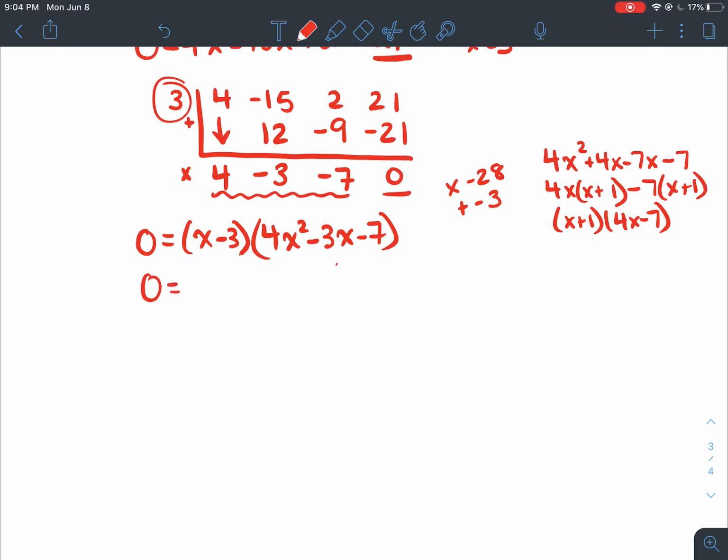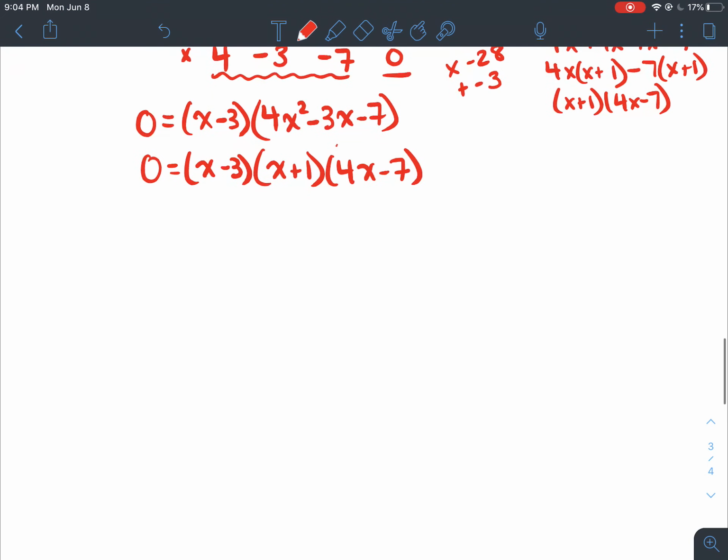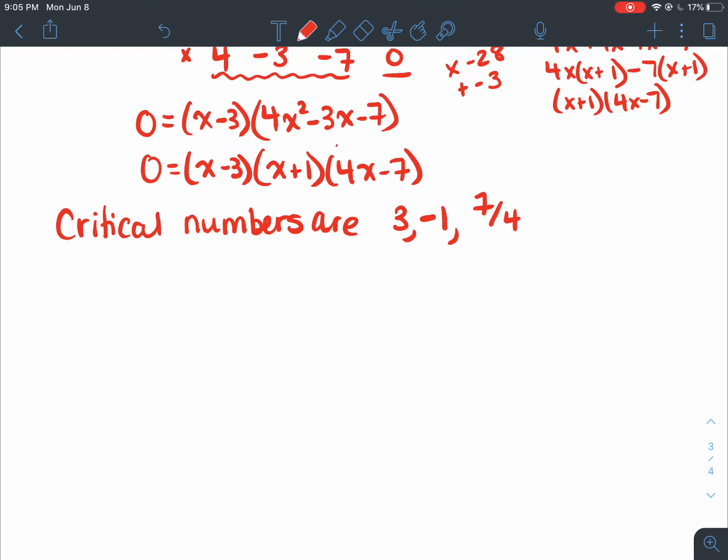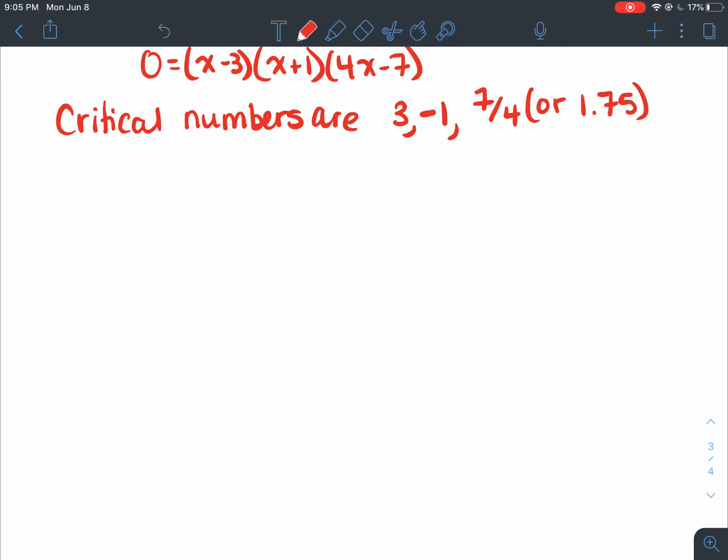Okie doke. So, final step. Done. Factored. Now I've got to find, I forget what I was even finding. Critical numbers. Okay, we got them. Our critical numbers are 3, negative 1, and 7 over 4, which is also 1.75. Okay, cool. We got 3 critical numbers. So some of them are maxes, some of them are mins. We don't know. Why don't we find out? How could we do that? Let's classify these guys.